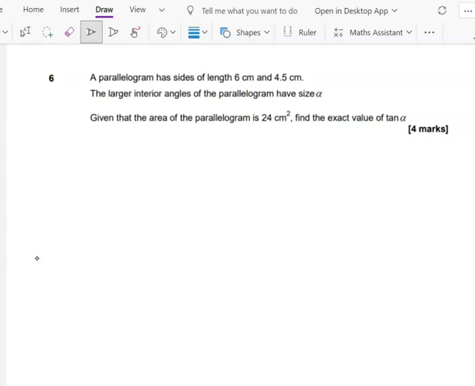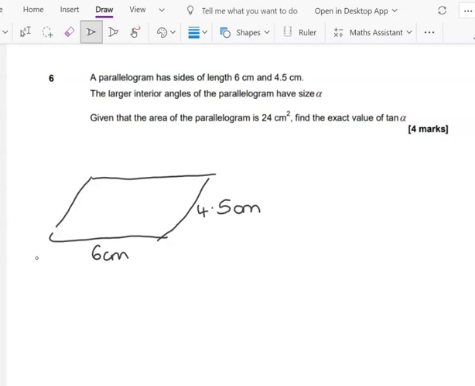So we've got a parallelogram with side lengths 6 and 4.5. Let's draw a parallelogram with side lengths of 6 centimetres and 4.5 centimetres. Sorry about the awful parallelogram. The larger interior angles, that one and that one, have size alpha, so they're opposite each other. Opposite angles are equal in a parallelogram, so that's quite important. Given that the area of the parallelogram is 24 centimetres squared, find the exact value of tan alpha.